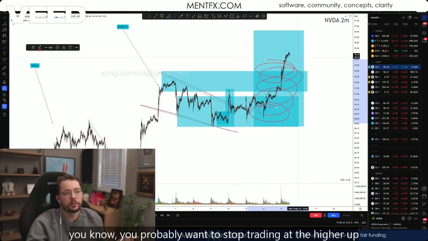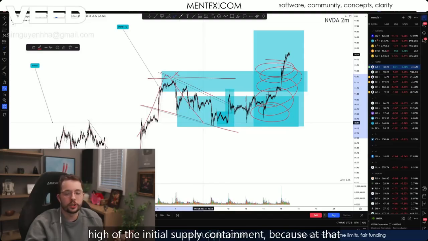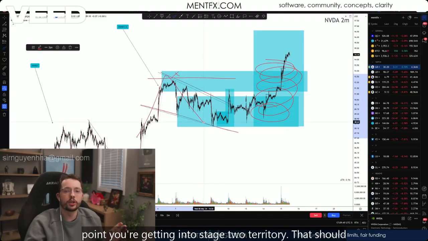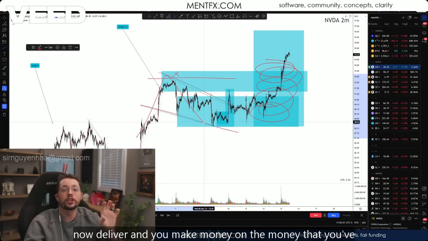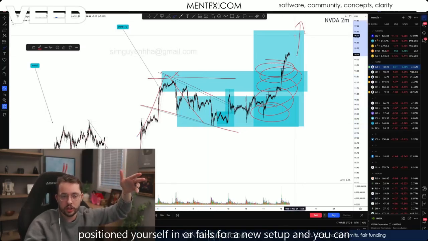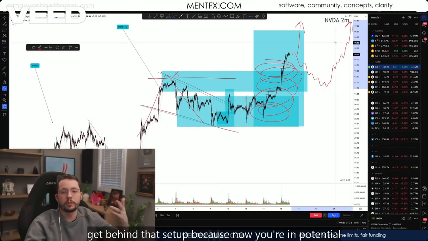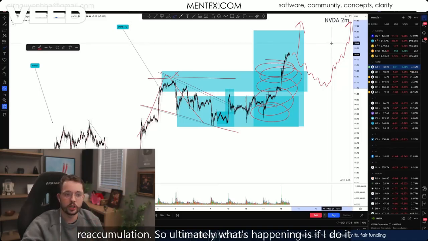And you probably want to stop trading it the higher up it gets, especially as it starts clearing out the actual high of the initial supply containment, because at that point you're getting into stage 2 territory that should now deliver, and you make money on the money that you've positioned yourself in, or fails for a new setup. And you can get behind that setup because now you're in potential reaccumulation.